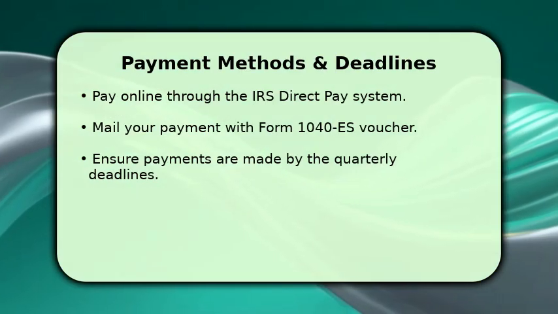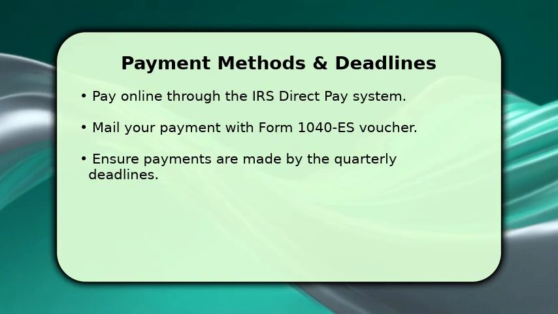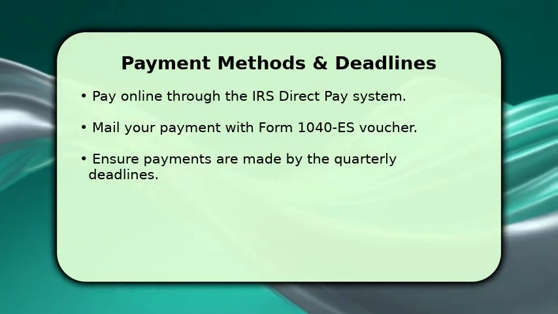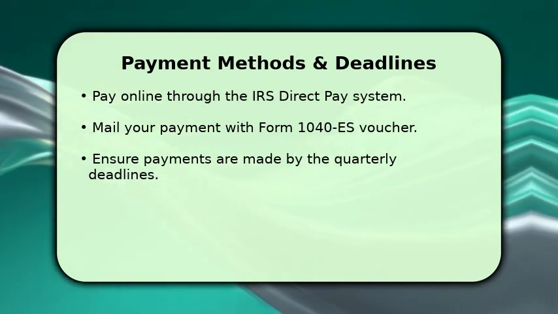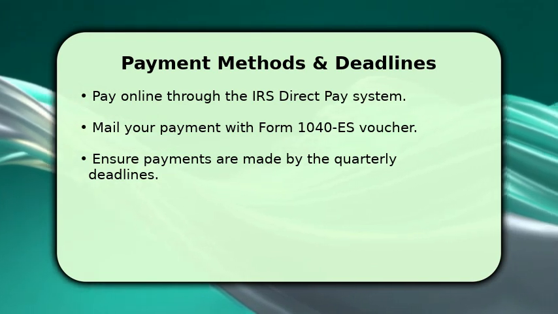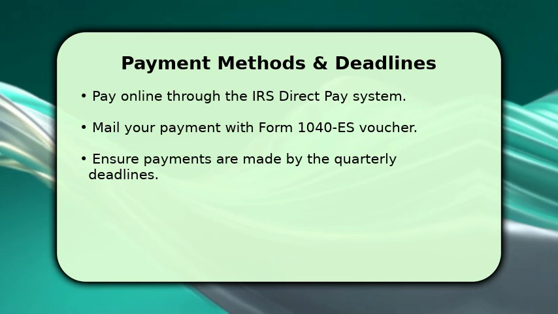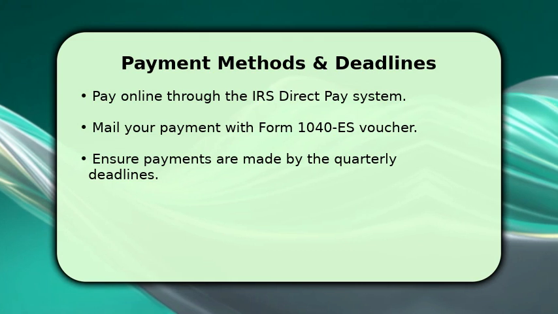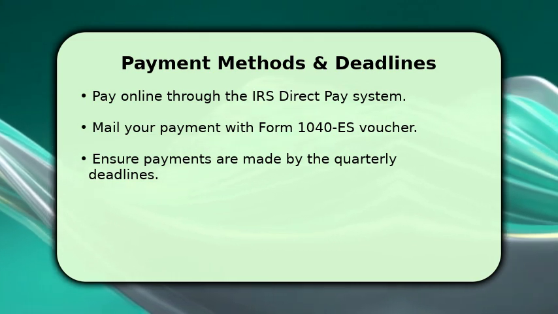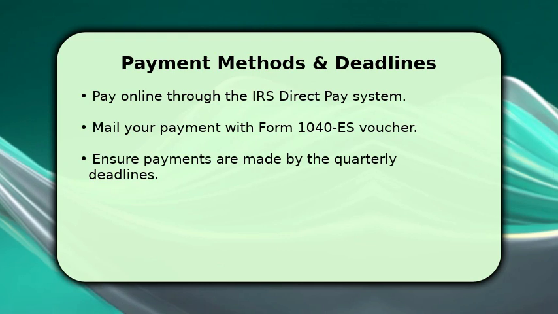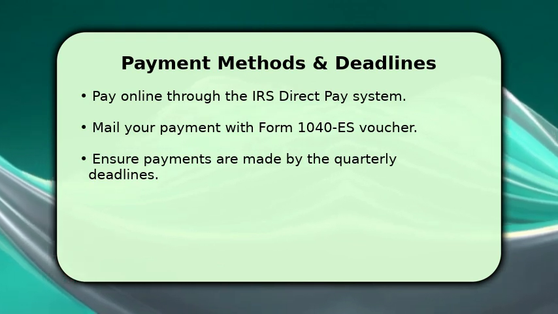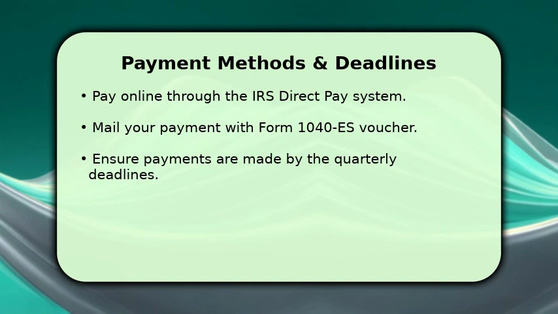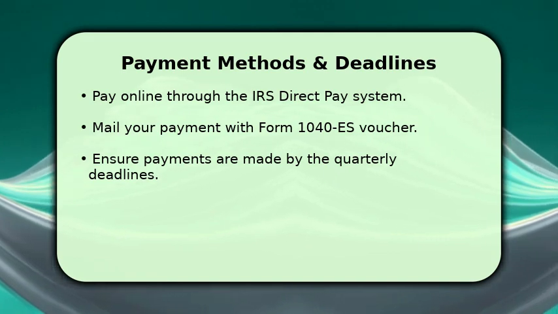Once you've calculated your estimated tax, it's time to make your payments. The easiest way is often online through IRS Direct Pay or the Electronic Federal Tax Payment System. You can also mail a check with a payment voucher from Form 1040-ES. Remember, there are 4 quarterly deadlines, typically in April, June, September, and January of the following year.